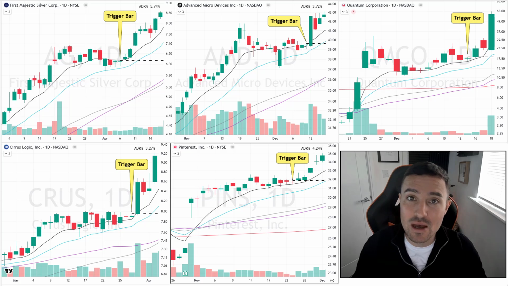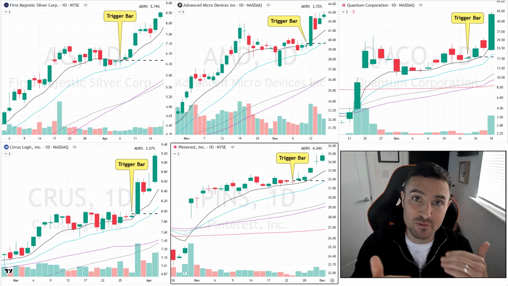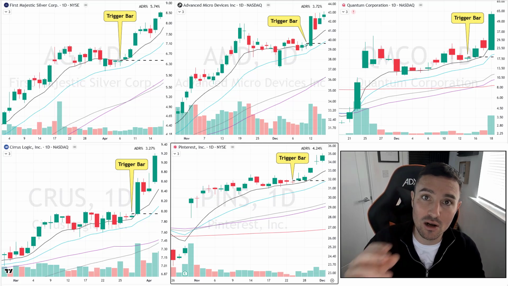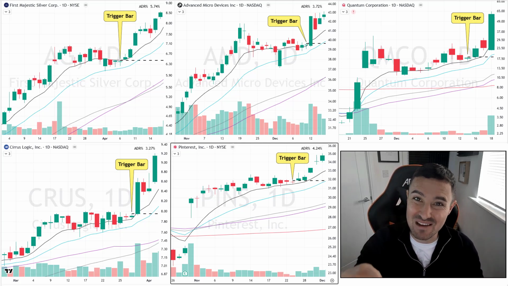So I'm going to take you through various setups in different types of stocks to show you how to look for these areas of price contraction, what trigger bars look like, where to look for these trigger bars in relation to key daily moving averages. That's going to be really useful.